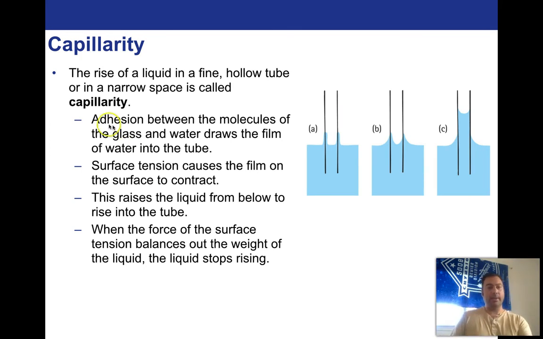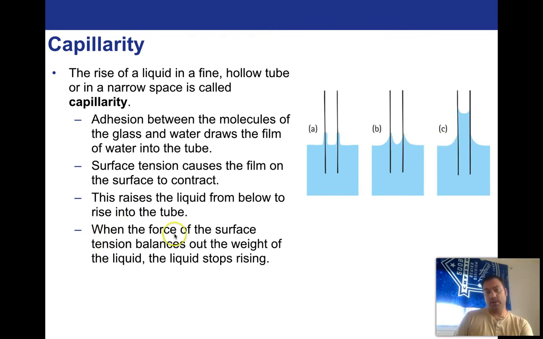And it's simply an adhesion between the molecules of the glass and the water that draws the film of water into the tube. So here's the tube, and there's this cohesion that exists between them. Remember, the surface tension is basically keeping this tight, but once it gets here, there's actually an upward force, and it takes advantage of it the moment it gets that opportunity. So the surface tension causes the film on the surface to contract. This raises the liquid from below to rise into the tube, which is what we're seeing here. It's pulling it up, right? So this is contracting, and that's going to pull it up.